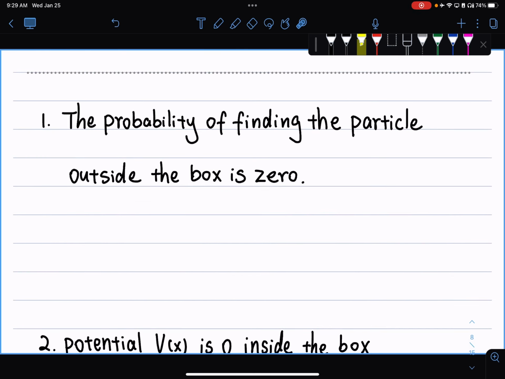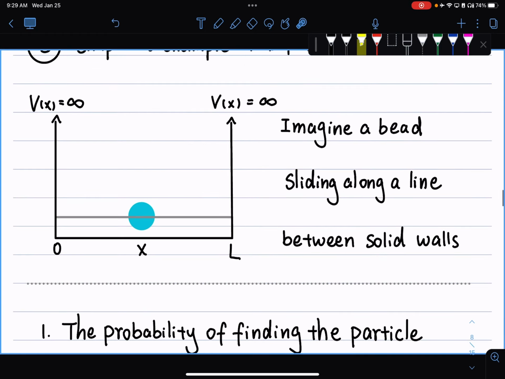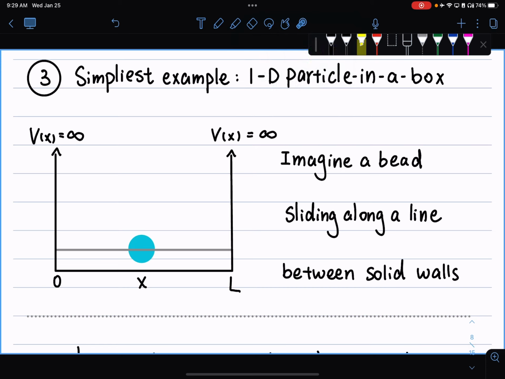The probability of finding the particle outside the box is 0. So I'm just going to spend some time here. These walls have infinite potential. What that means is it's just a solid wall. Your particle can never go beyond those infinite potential walls. Actually, let me zoom it out. This is more helpful.